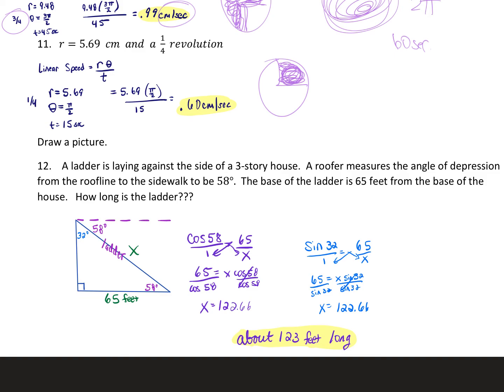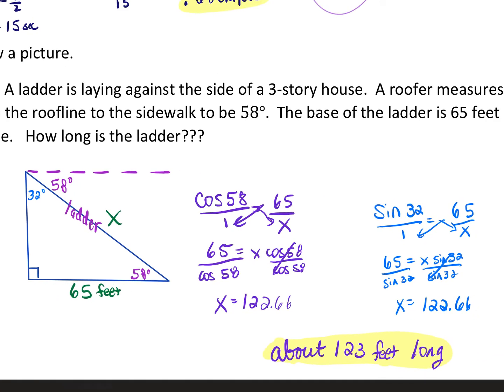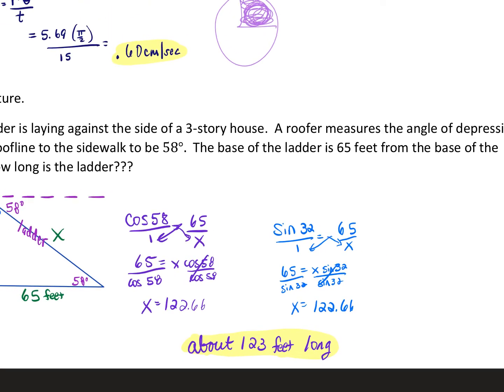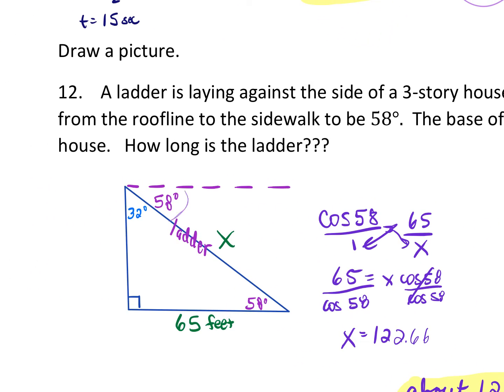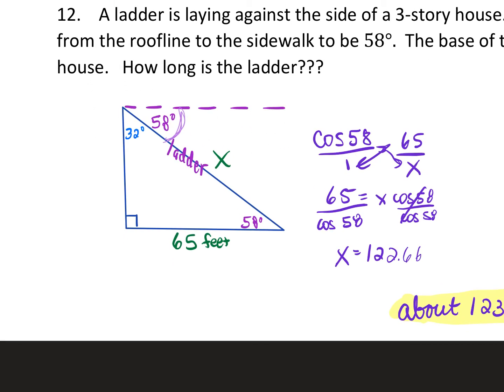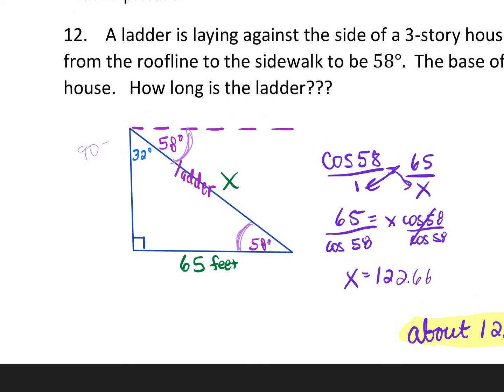But like I told you before, it's super important to draw your triangle and actually visualize what they're telling you. It says a ladder is leaning against the side of a 3-story house. The roofer measures the angle of depression. So right away, I know that 58 is on the outside here. So I have 2 options. I can either say the angle of depression on the outside is the same as the angle of elevation on the inside. Or how did I get 32 degrees in the blue? I said 90 minus 58, and that's where I got my 32.